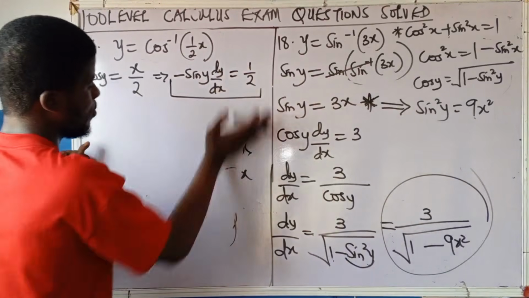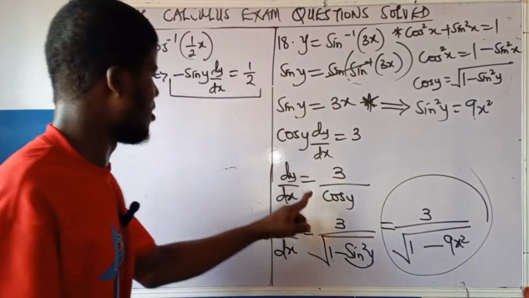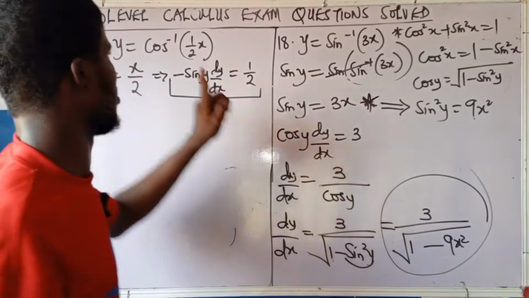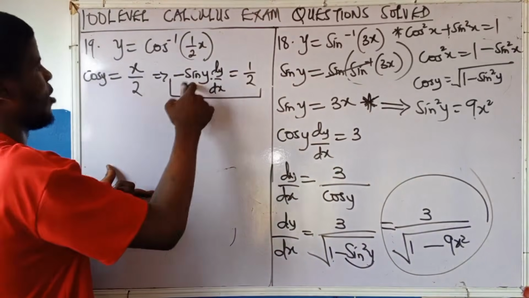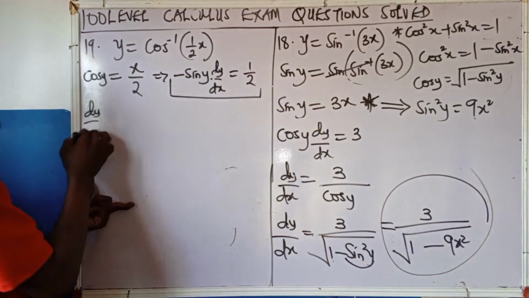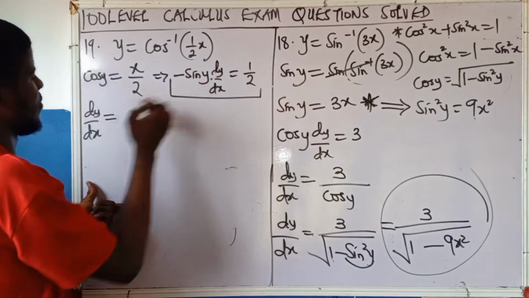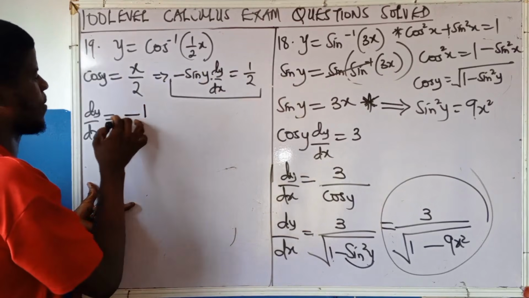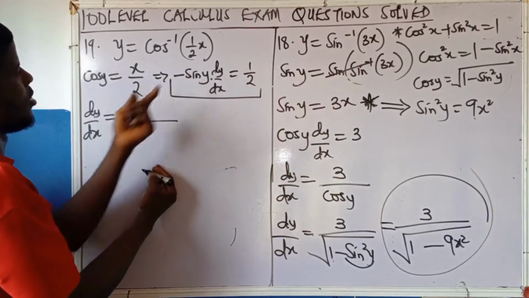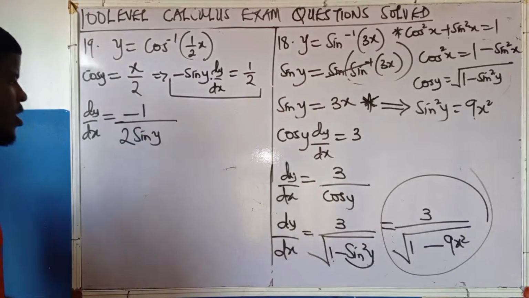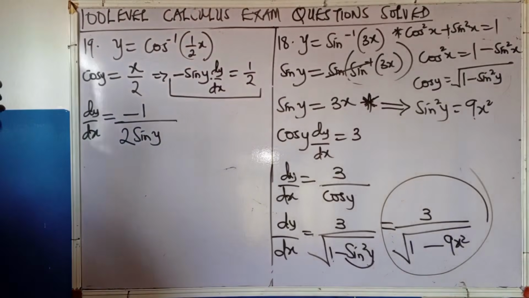So what I will do now, like what I did here, I made dy dx the subject of the formula. So let me do the same thing here. From here, it means that dy dx is equal to 1 over 2. By the way, this minus will transfer, so it gives me minus 1 all over 2, and the sine y will still fall under this. Okay, it's very simple as it appears.